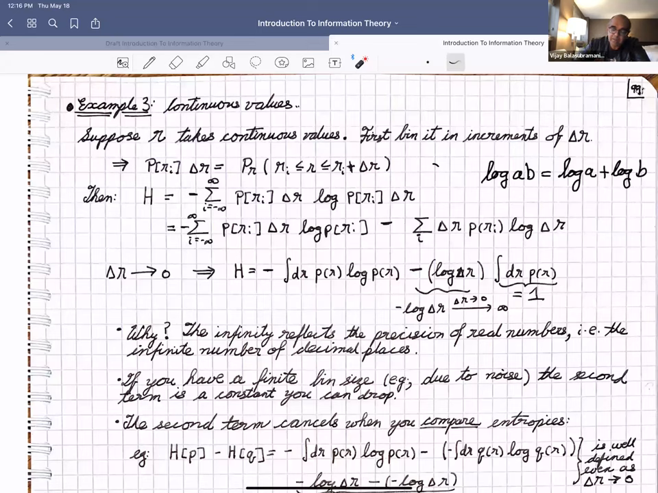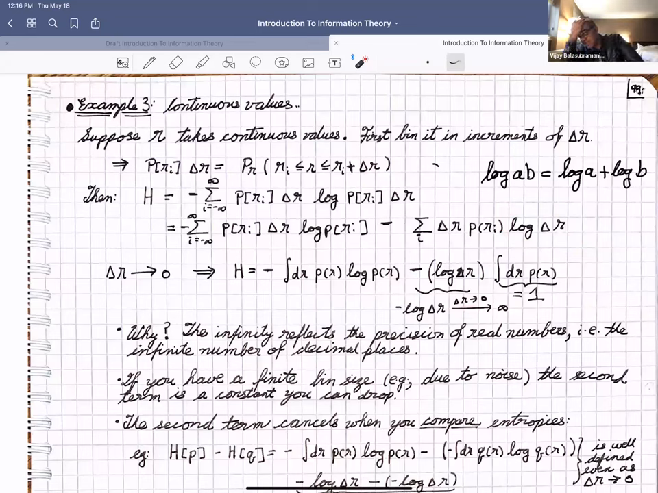Breaking up the log of the product into a sum, you'd find that this is minus the sum of p(r_i) delta r log p(r_i), minus the sum on i of delta r p(r_i) log delta r. The reason I've split this up is that now I take the continuum limit, delta r goes to zero, and the first term becomes what's called the differential entropy. It's the integral of the continuous variable, minus p log p. But the second term annoyingly diverges, because there's a log delta r which is going to diverge.